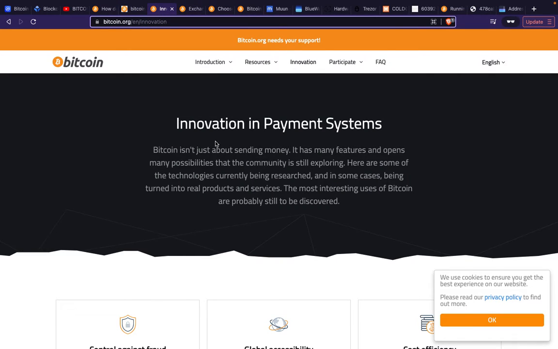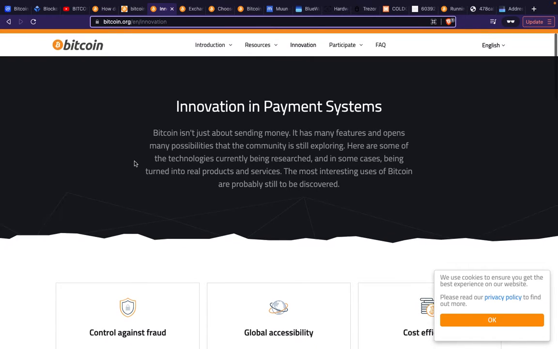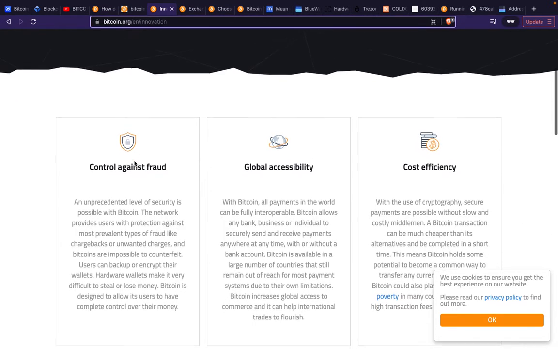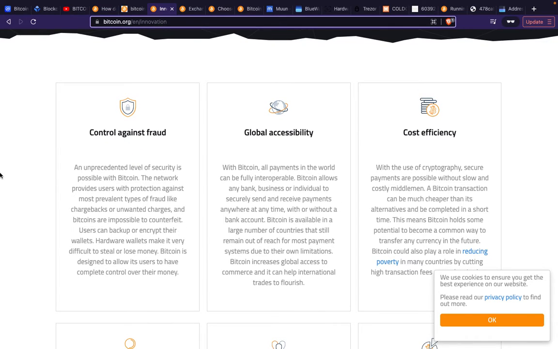Okay, innovation in payment system. Bitcoin isn't just about sending money. It has many features and opens many possibilities that the community is still exploring. There are so many things that we don't even know, we haven't even explored yet about this Bitcoin breakthrough. You have central control against fraud, right? Prevent fraud like FTX, like a bunch of centralized exchanges and counterparty risk, right?